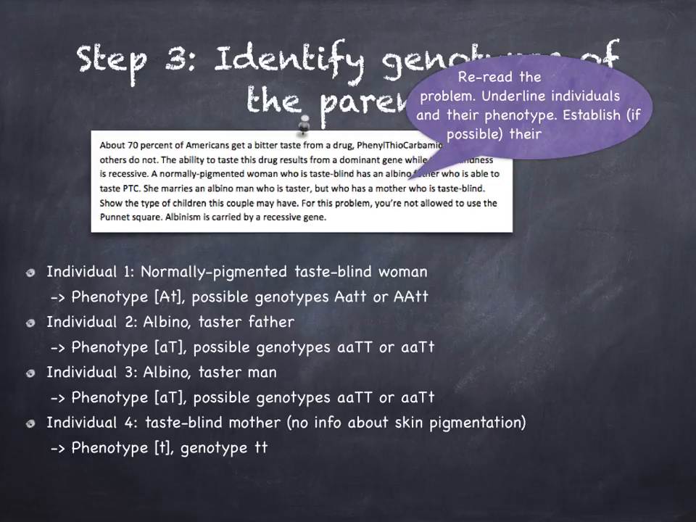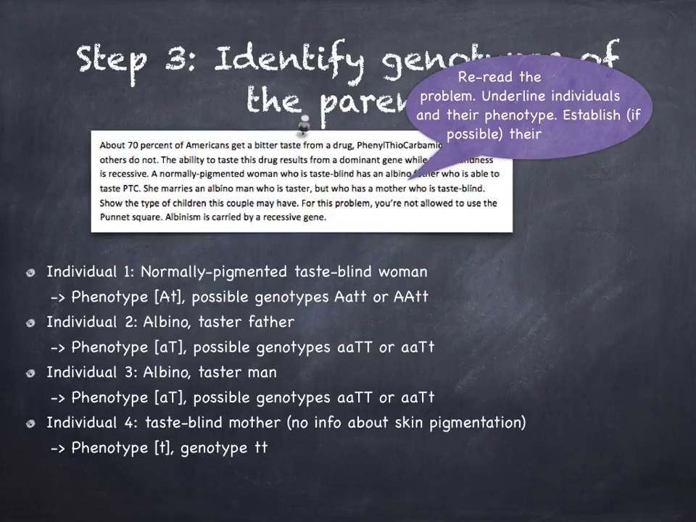The second individual mentioned in the text is the father of this woman. He is an albino taster, so his phenotype is small a, big T. His possible genotypes are small a, big T, or small a, big T, small t. If you don't understand why we're changing the t's here, refer to the previous slide, which showed that a dominant phenotype for the T will result from a double big T or a single big T genotype.